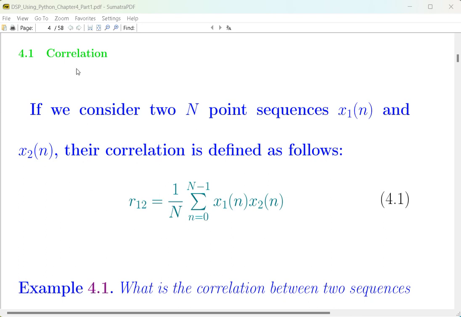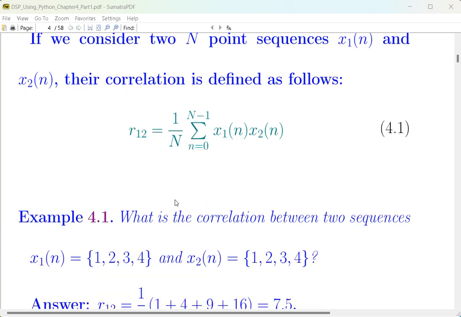Now, correlation. If we consider two n-input sequences, x1 of n and x2 of n, their correlation is defined as follows. R12 is equal to 1 over N times the summation n from 0 up to capital N minus 1, x1 of n times x2 of n.